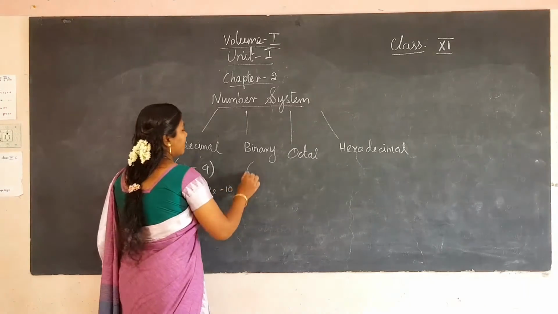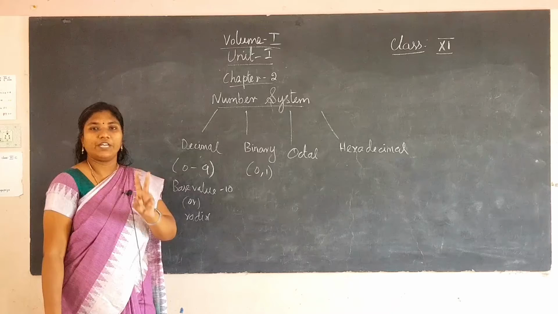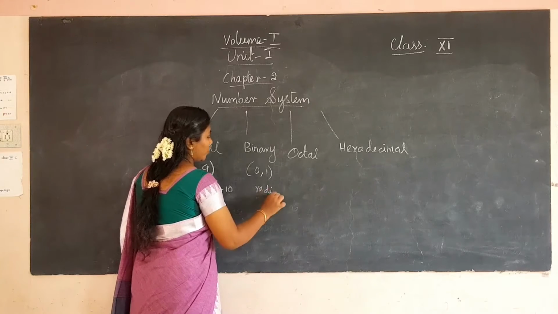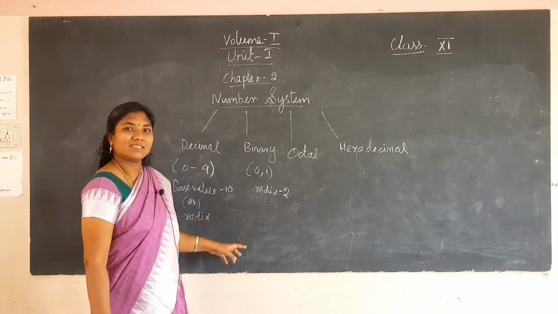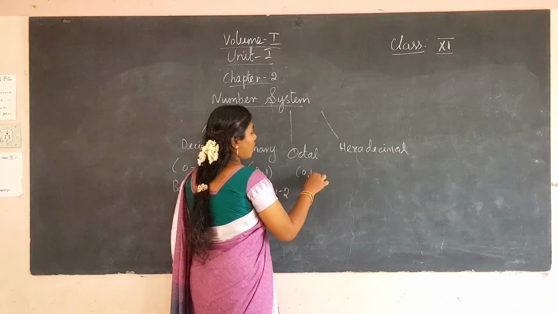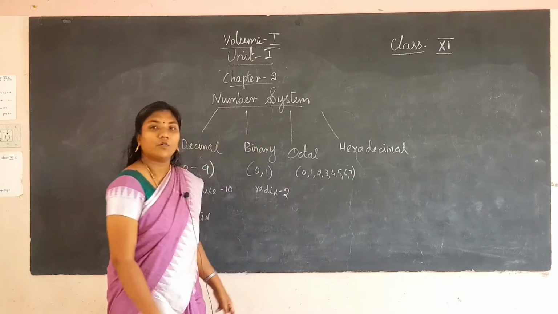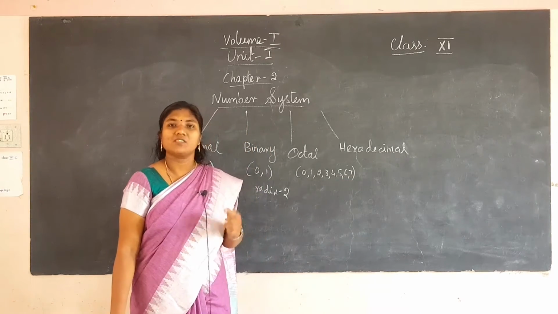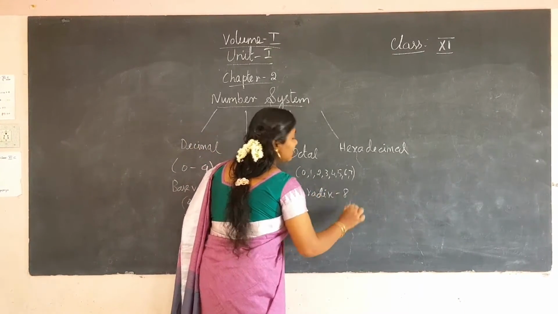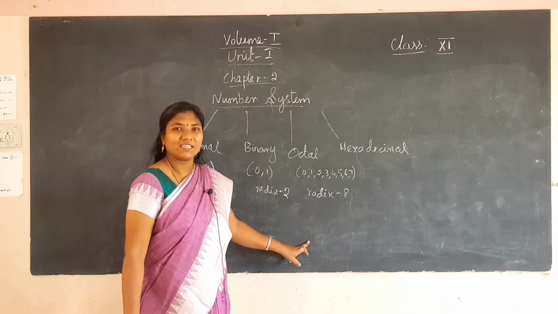In binary, there are only two values, 0 and 1. Binary means only 2, that is 0 and 1, so it has a base value or radix of 2. And octal has 0, 1, 2, 3, 4, 5, 6, 7. Octal means oct, 8. So it has the radix 8, but the digits are from 0 to 7.